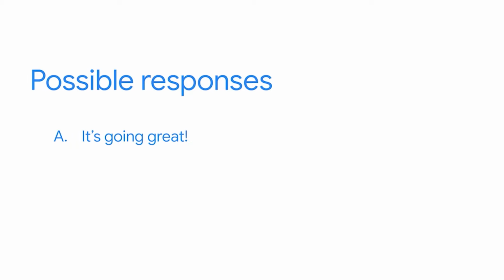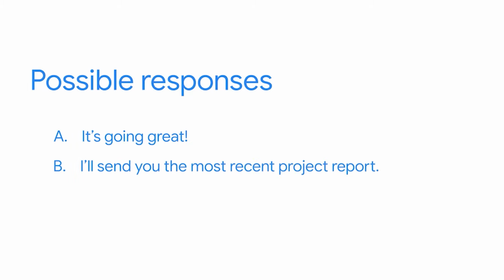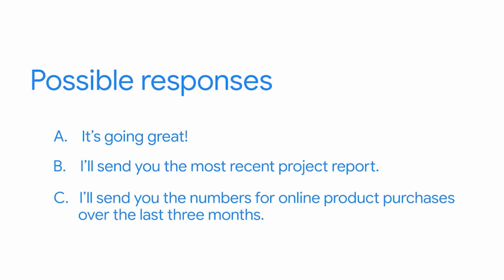A, it's going great. B, I'll send you the most recent update and report. Or C, I'll send you the numbers for online product purchases over the last 3 months. Did you choose C? You would best meet my needs by sending the numbers for online product purchases because an online sales update is exactly what I want.